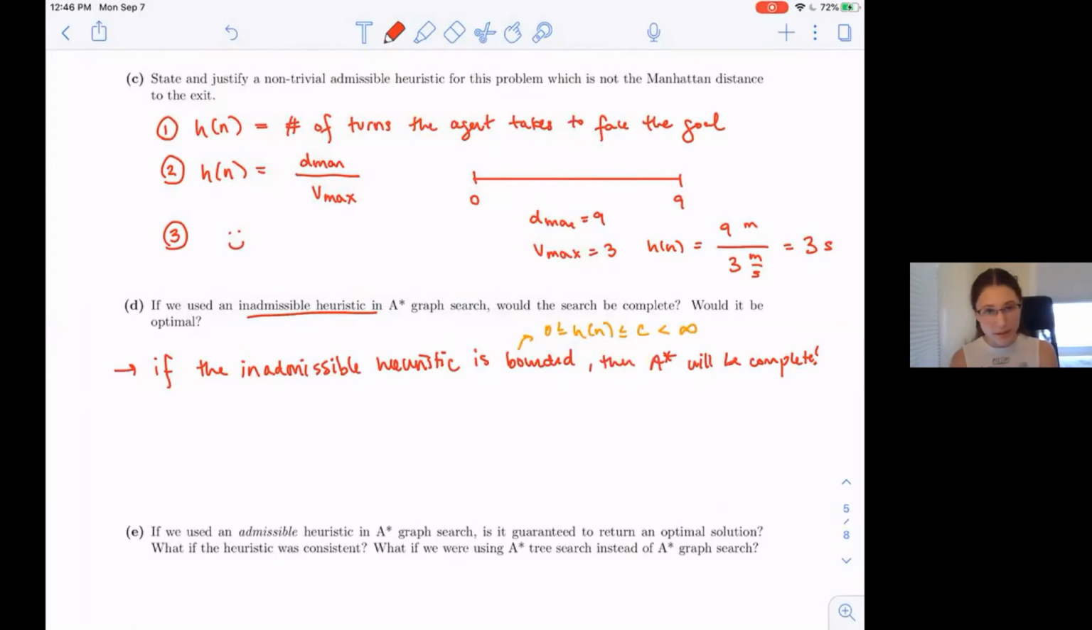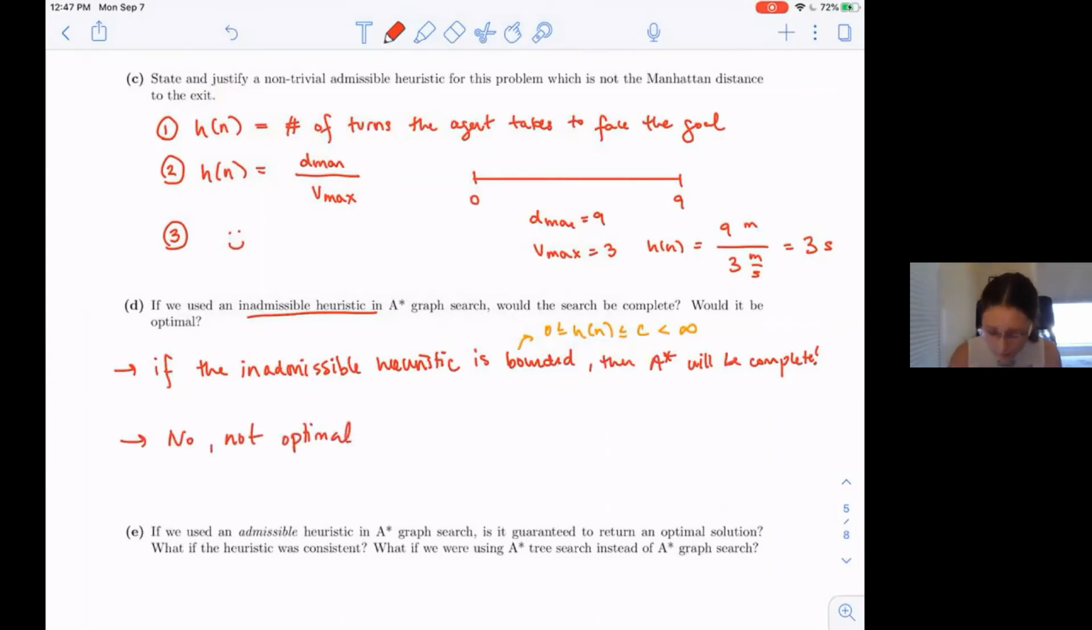An inadmissible heuristic does not guarantee optimality, though, because it can make a good optimal goal look as though it's very far off and take you to a suboptimal goal instead. So no, not optimal.